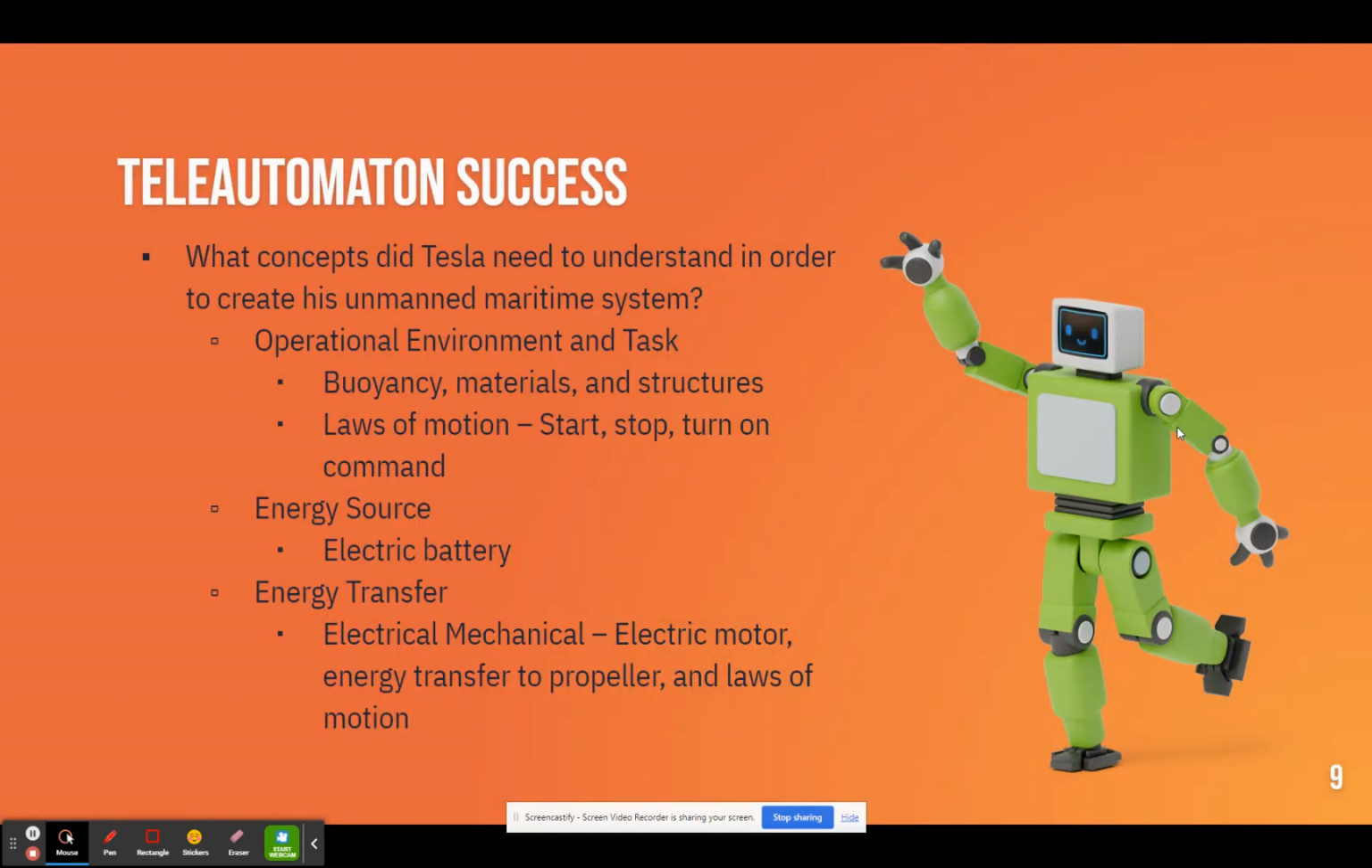Looking at the teleautomaton from Tesla, he really needed to understand the operational environment and the task in order to create his unmanned system. He had to have a significant knowledge of buoyancy, materials, and structures. He also had to know the laws of motion, because when you start, stop, or turn on a command in water, things happen a little differently versus in the air or on the ground. His energy source was an electric battery, which was pretty novel for the time, and his energy transfer was electric to mechanical. He had an electric motor that transferred that energy to the propeller, and he made sure he utilized the laws of motion.